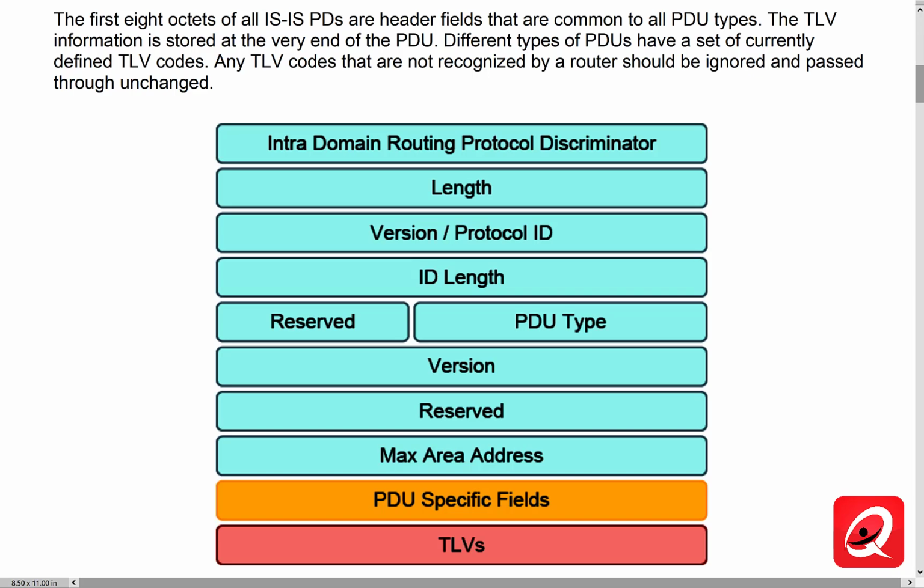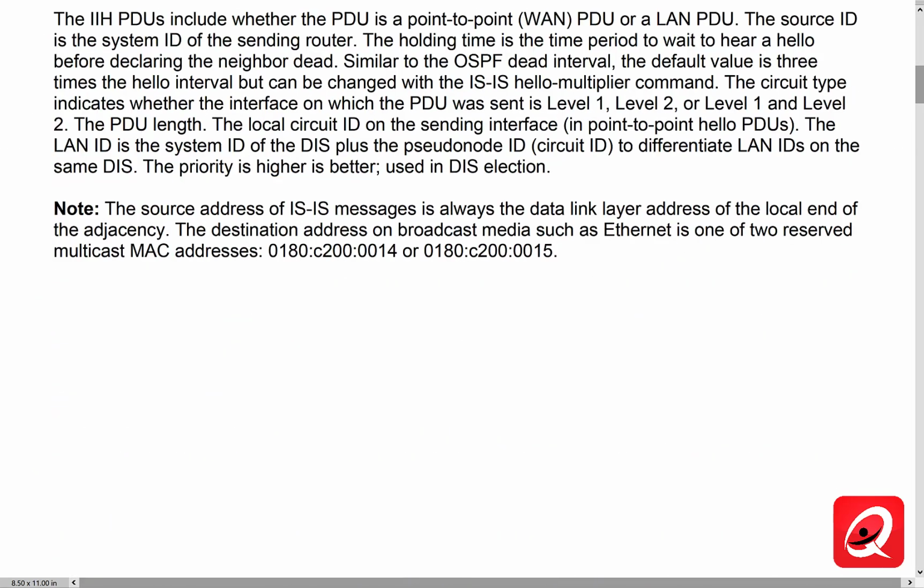The source address of our ISIS messages are data link layer addresses. The destination MAC address on our multi-access networks is going to be 0180C2000014 or 0180C2000015. Those are just reserved addresses for that process. All right.